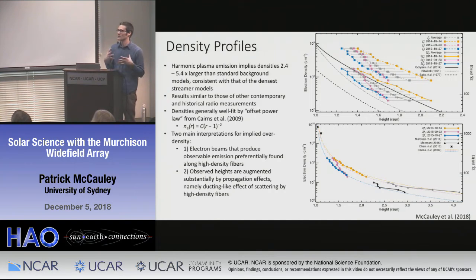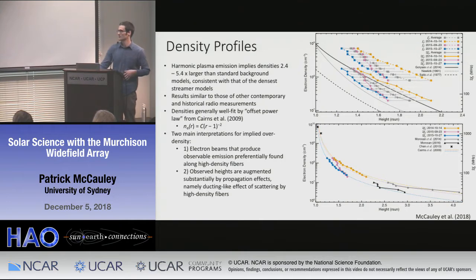But it turns out that you can get a similar effect by random scattering against the high density fibers that we know permeate the corona from coronagraph observations, for instance, during eclipses. So because these high density fibers are not randomly arranged and they're mostly radial, random scattering against them will also tend to shuffle the radio emission out to a larger height, which you then observe it at. And so that's the other interpretation for why the radio bursts tend to imply quite large densities.